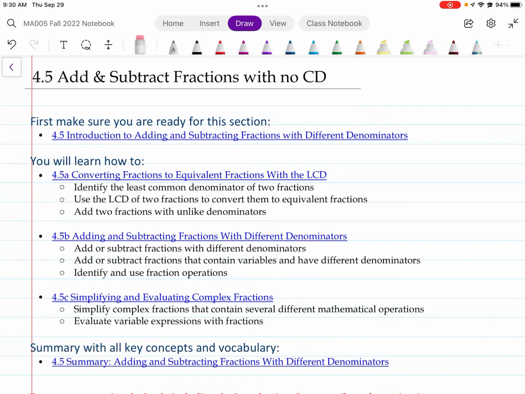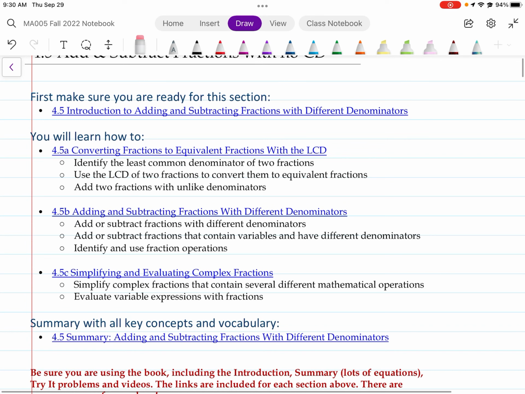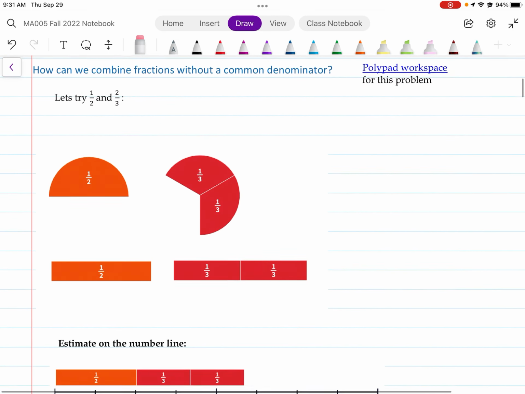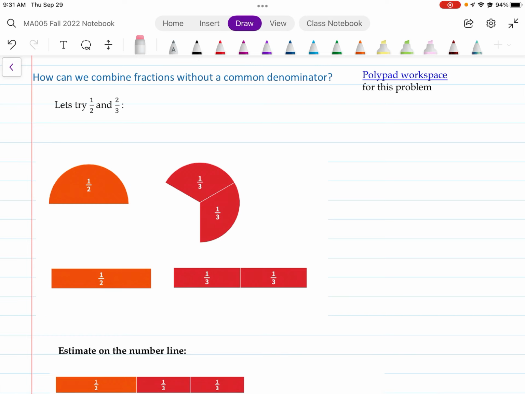This is Professor Eckhouse, and I'm going to talk today about how to add and subtract fractions that do not have a common denominator. So it suddenly gets very much more complicated finding common denominators. So adding and subtracting, different rules in multiplication and division. All right, so how can we combine fractions without a common denominator?